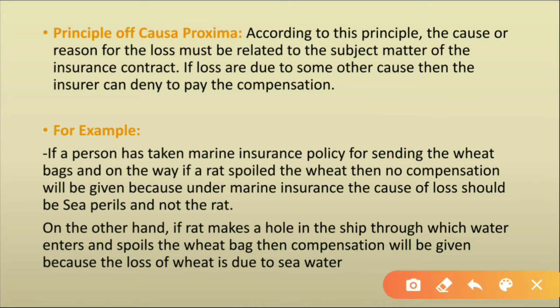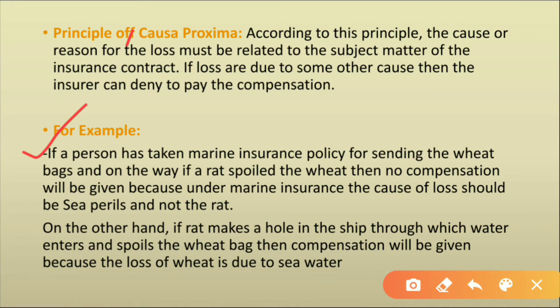Now, the next is principle of causa proxima. It's not double F, it's single F, right? Now, principle of causa proxima. Read the explanation. According to this principle, the cause or reason for the loss must be related to the subject matter of the insurance contract. If loss is due to some other cause, then the insurer can deny to pay the compensation.